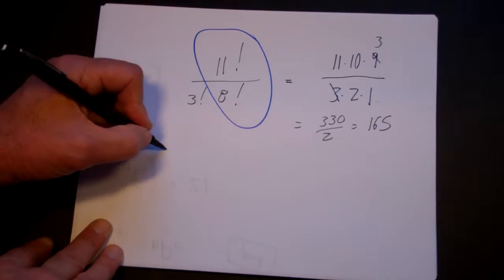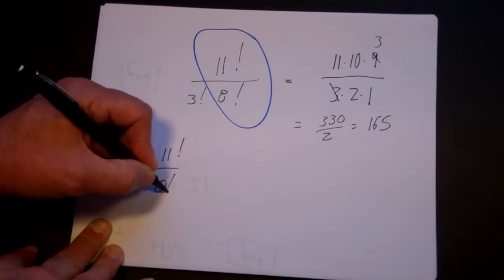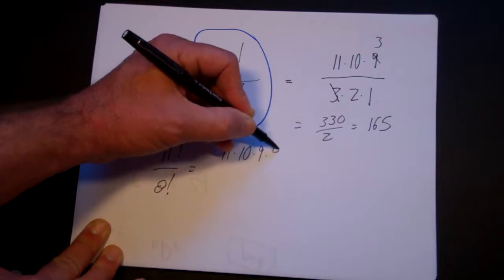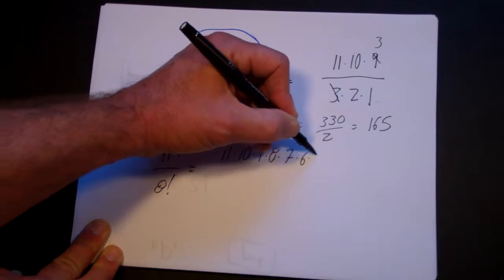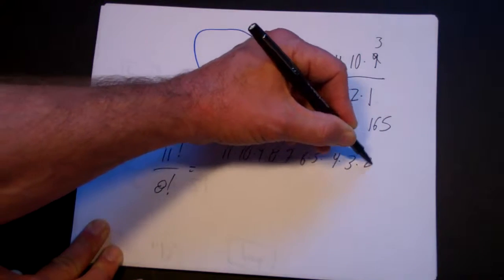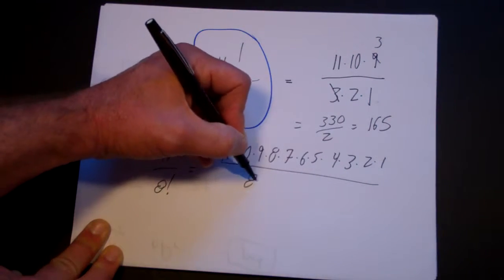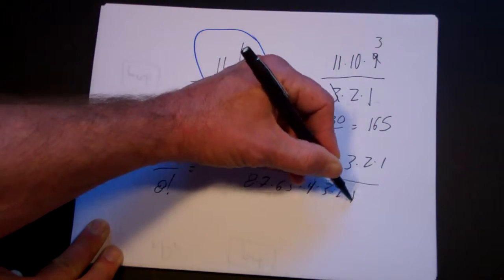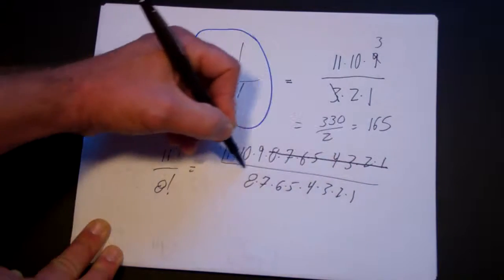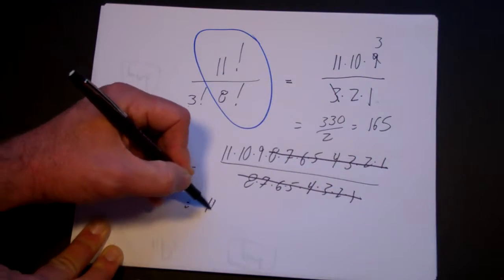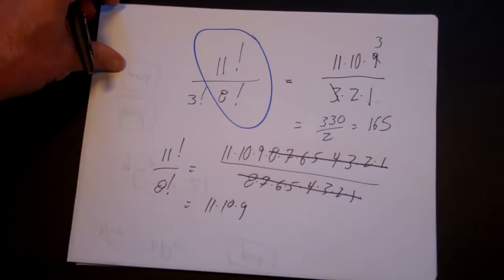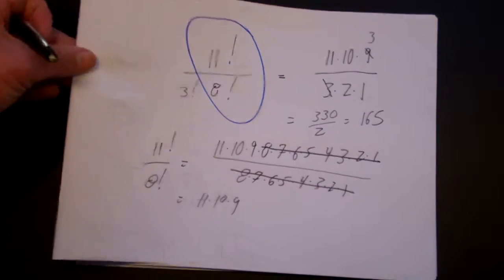And here's the key insight. If you have 11 factorial over 8 factorial, 11 factorial is 11 times 10 times 9 times 8 times 7 times 6 times 5 times 4 times 3 times 2 times 1, and this is 8 times 7 times 6 times 5 and so on. All of these cancel with all of these, and you end up with 11 times 10 times 9. So you want to be careful when you do algebra with your notation, and make sure you use shortcuts when you can.